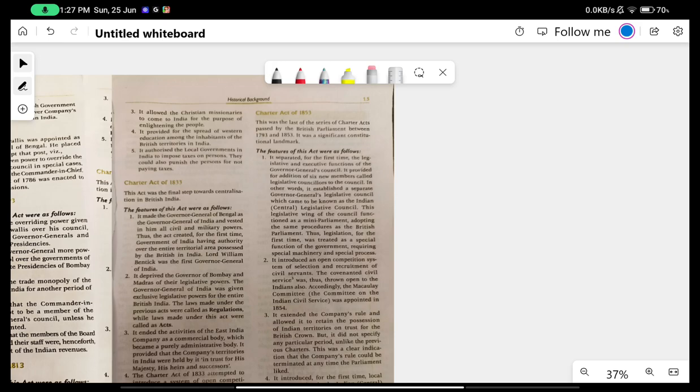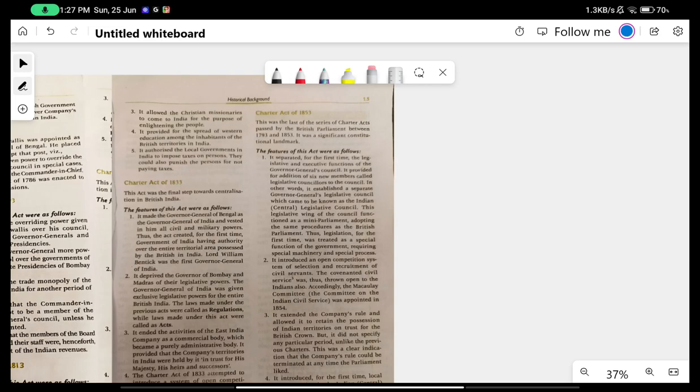Second point is, it deprived the governors of Bombay and Madras of their legislative power. So earlier you remember that the governors of Bombay and Madras could make laws for their own presidencies. They had their own executive councils also. But through this act, it removed their executive councils and it abolished their power of forming laws for their presidencies.